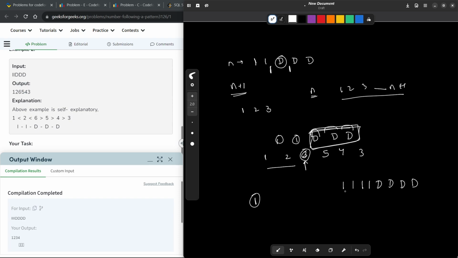So we had 1, we encountered this, we made 2, we encountered this, we made 3, we encountered this, made 4, we encountered this, we made 5, right? But we encountered a D then, and so we had to sort of.